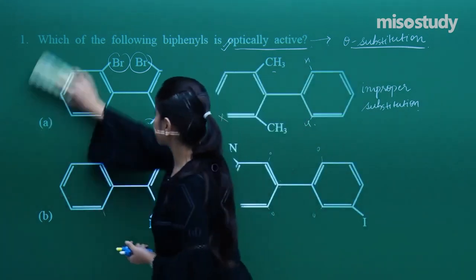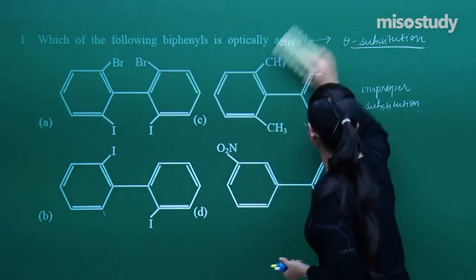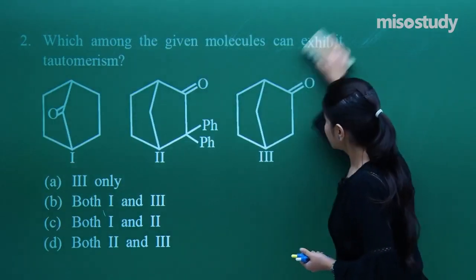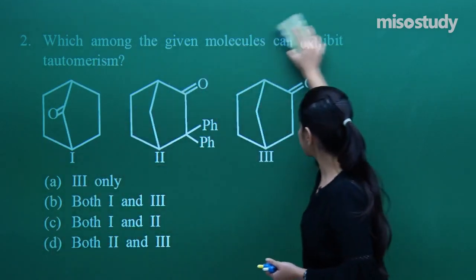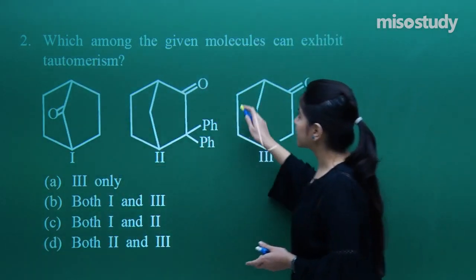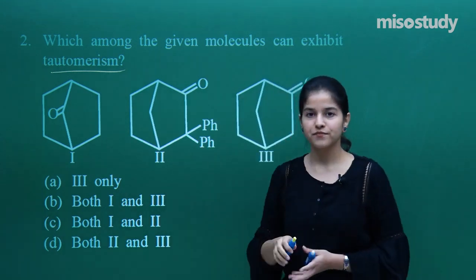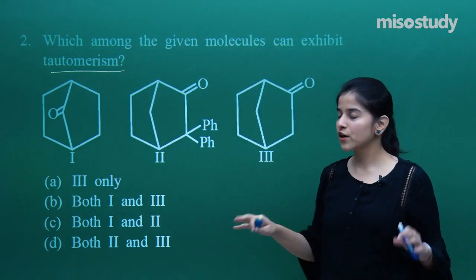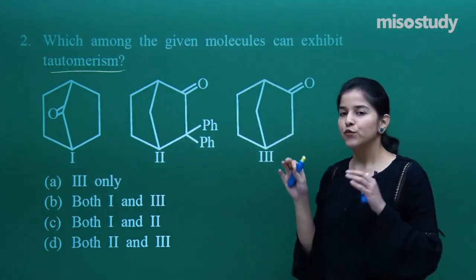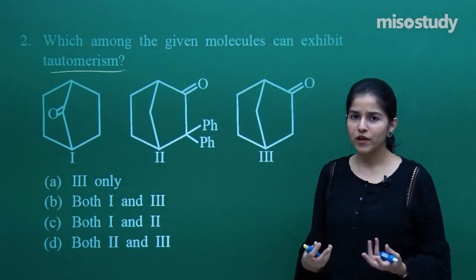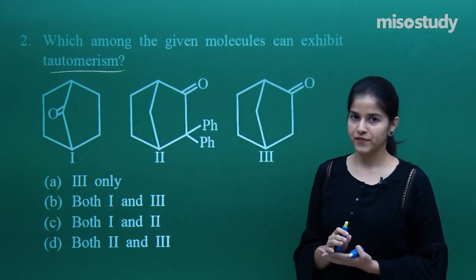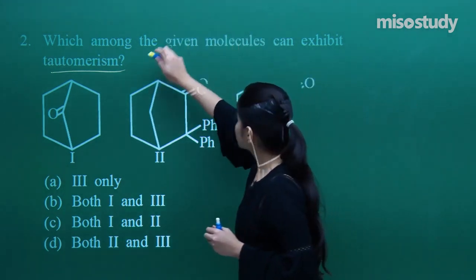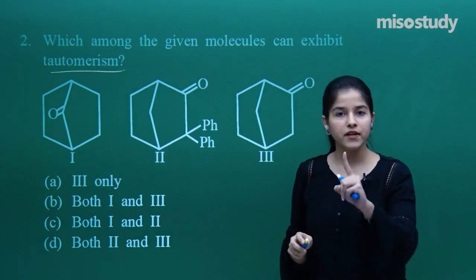Now let us move on to question number 2. Yes. Now it's a very interesting question and is related to nothing but tautomerism, right? Which among the given molecules can exhibit tautomerism? I need to find out which of the 3 will give tautomerism, or it may be more than one as well, right? So as I look for tautomerism, what do we observe first?